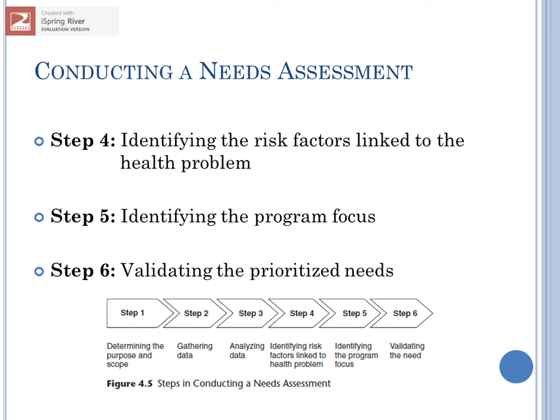Step 4 of conducting a needs assessment is to identify the risk factors linked to the health problem you identified in Step 3. What behavioral, genetic, and environmental risk factors are associated with the health issue you identified? Figuring out these risk factors will allow you to determine which factors can and need to be changed in order to decrease the health issue in the population.